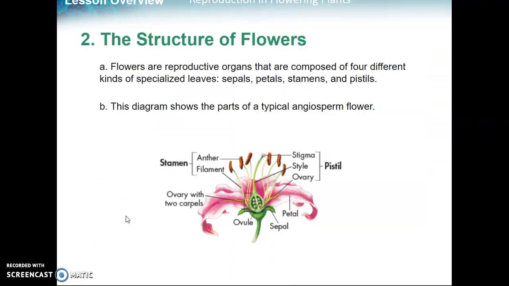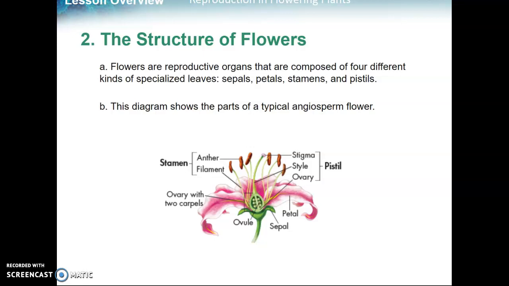So first off, to get straight to the point, flowers are reproductive organs. They are a way for the plant to reproduce and make seeds that then will become the next generation for the plant. So that's what a flower is all about. A flower is about making seeds. And there are 4 different kinds of specialized pieces of the flower.